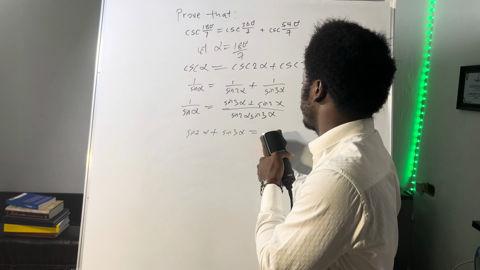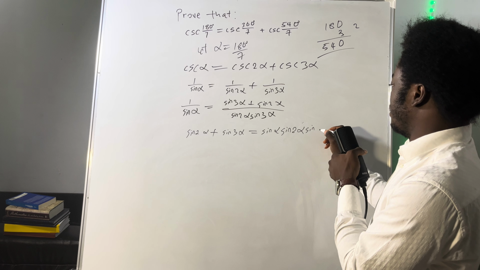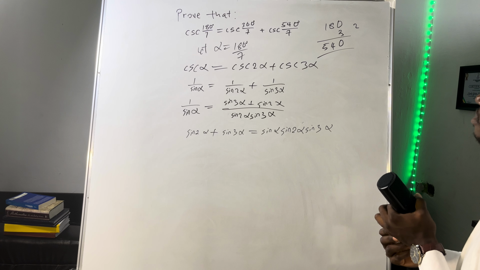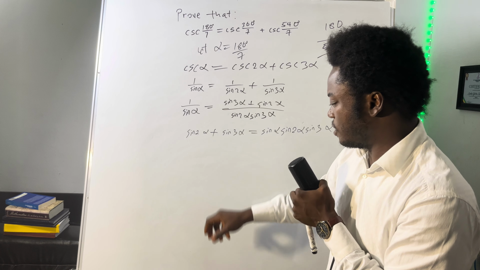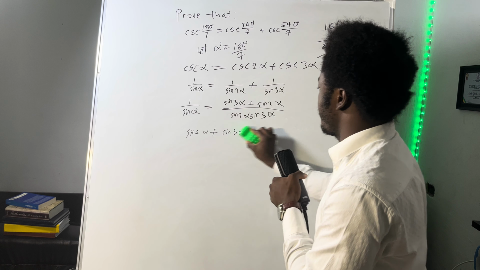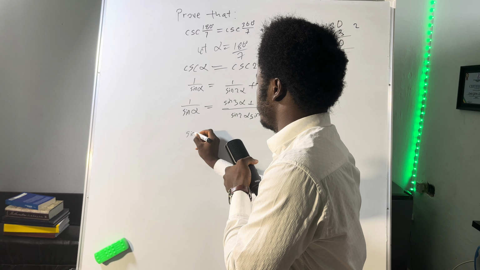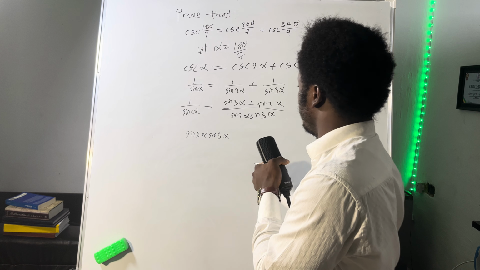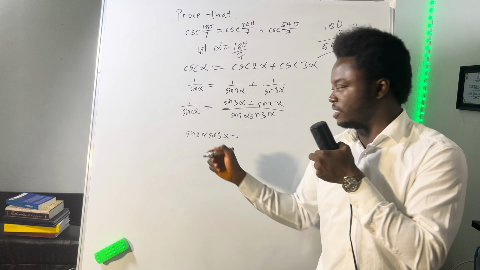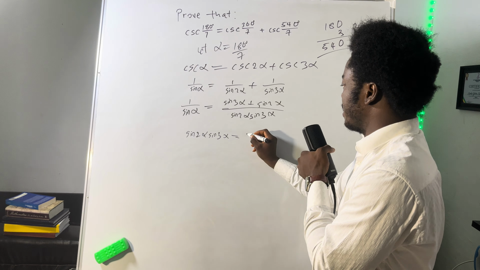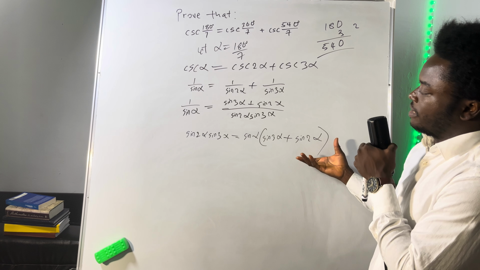Hope I'm not mistaken. Okay, no, this multiplies this and then this multiplies this. So I got it all wrong. Hold on. What we are supposed to have is that this multiplies this. So you are supposed to have sine 2 alpha sine 3 alpha equal to sine alpha times the sum, sine 3 alpha plus sine 2 alpha. Now everything is fine. Now we need to prove that this is equal to this.